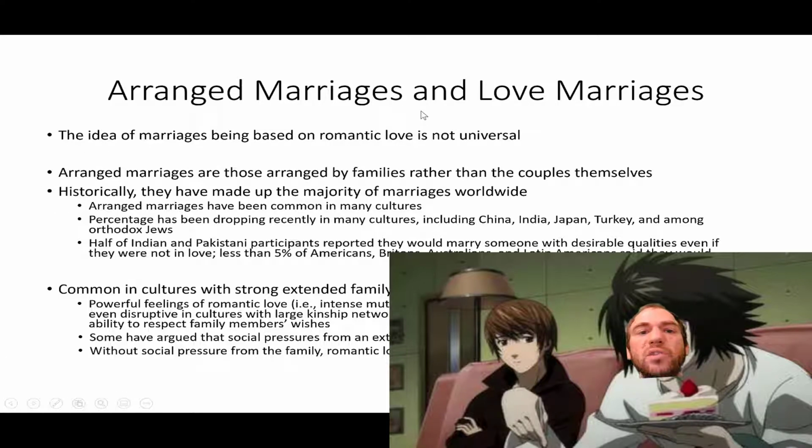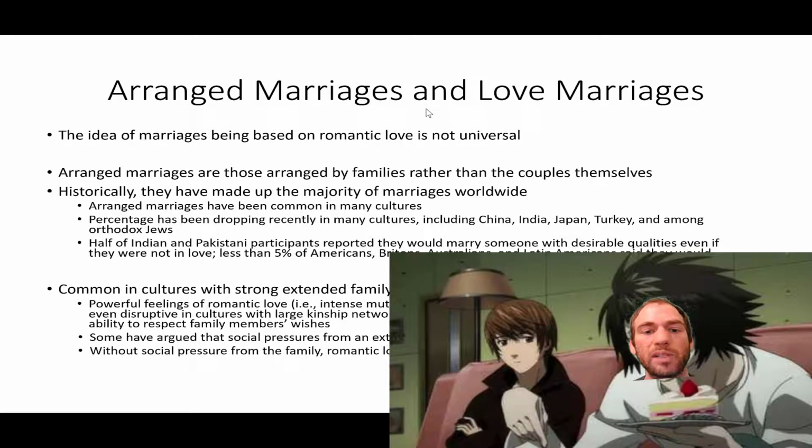I wanted to add to the discussion of marriage by bringing in studies on marriages across the world, and specifically I wanted to talk about marriages in other cultures. So, arranged marriages and love marriages. The idea of marriages being based on romantic love is not universal. Arranged marriages are those arranged by families rather than the couples themselves. Historically, they have made up the majority of marriages worldwide. Arranged marriages have been common in many cultures.